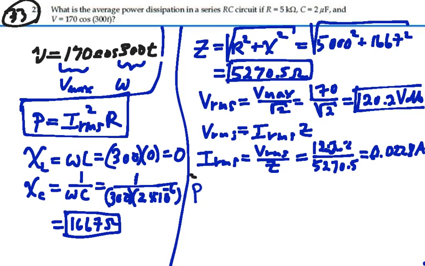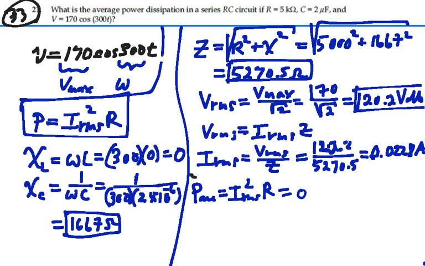So our average power, which is our RMS current squared times our resistance. The resistance is the only device in the circuit that is dissipating energy. So when we're talking about power dissipation, we only consider the resistance, not the impedance.